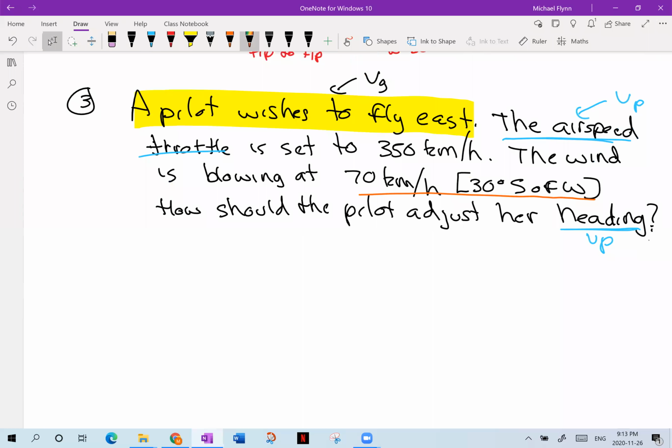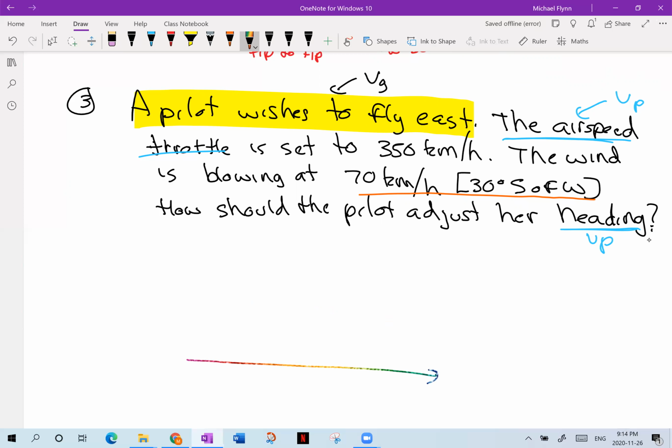So again, the way we started is the pilot wishes to fly east. Now, we actually don't know how long this vector is this time because it doesn't say what the resulting ground velocity is. So this is what the pilot wishes to do. Now, again, we have to go tip to tip with the wind. Okay, now, actually, let me give myself a little more room. Pardon me. I need room to write above it this time.